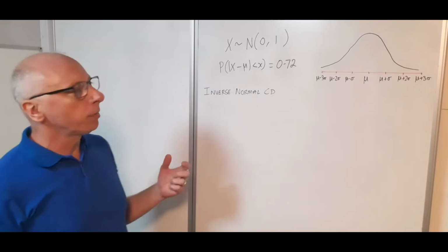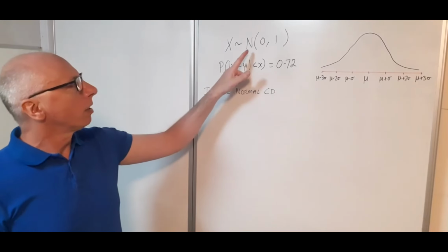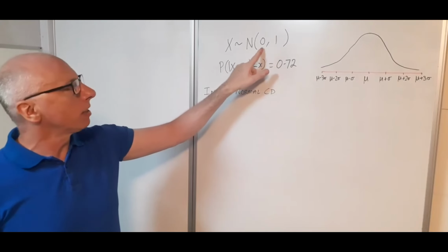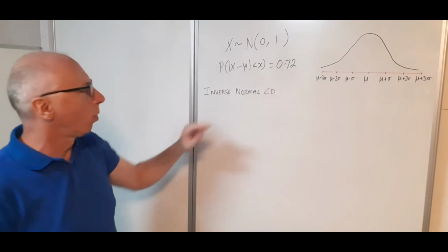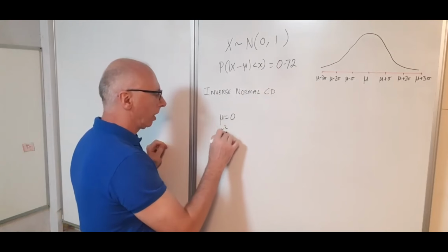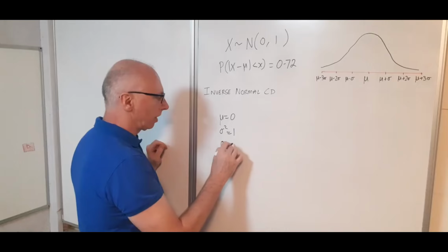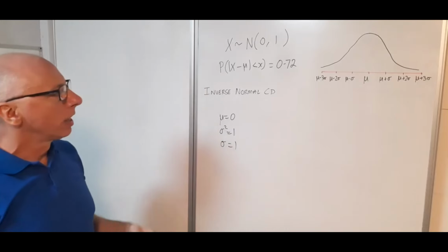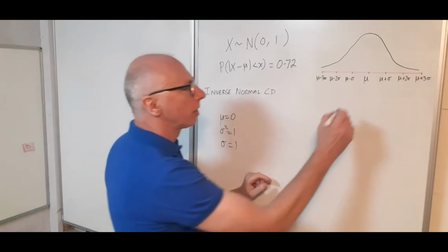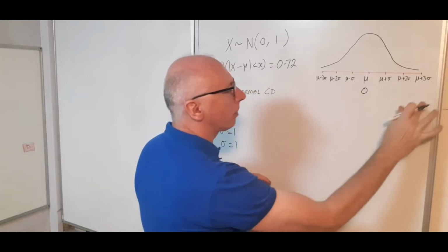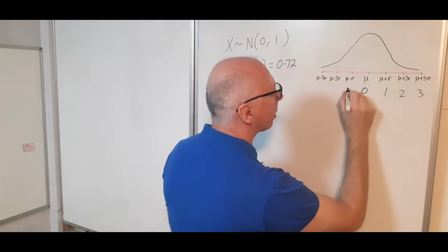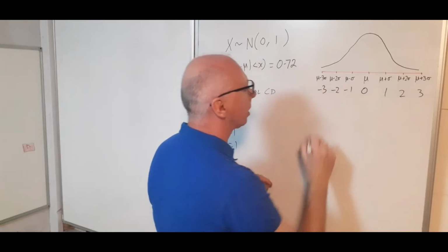So in this question here, we've got X is normally distributed (0, 1). So the two parameters, mean is 0 and the variance is 1. So the mean is 0 and the variance is 1, which also means the standard deviation is also 1. So we can mark these up on our bell curve here with the mean at 0, and then going along each standard deviation we just add or subtract 1. So 1, 2, 3, minus 1, minus 2, minus 3.